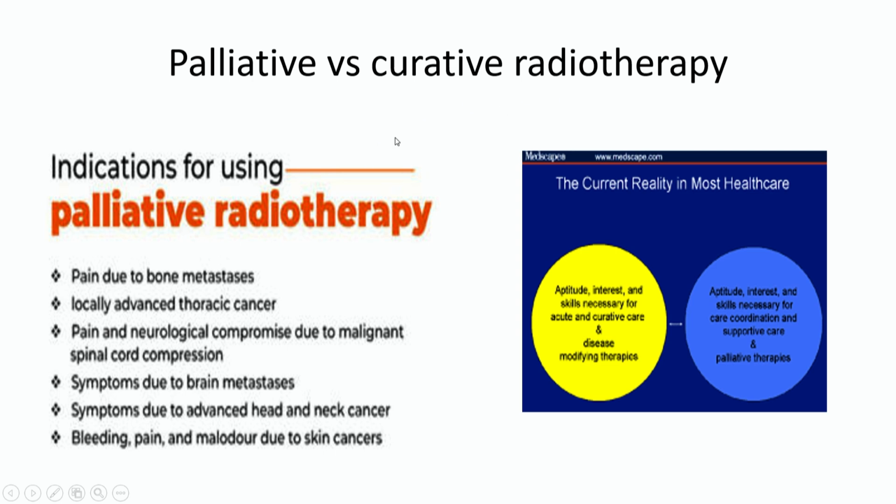Palliative versus curative radiotherapy. Indications for using palliative radiotherapy: pain due to bone metastasis, locally advanced thoracic cancer, pain and neurological compromise due to malignant spinal cord compression, symptoms due to brain metastasis, symptoms due to advanced head and neck cancer, bleeding, pain and malodor due to skin cancer. These are the symptoms for palliative and curative cancer care. Attitude, interest and skill are necessary for acute and curative care and disease modifying therapy. So this is the balance you have to make.